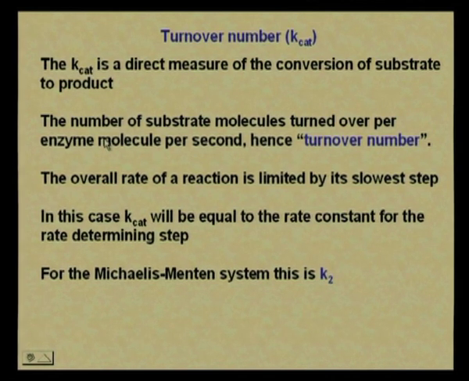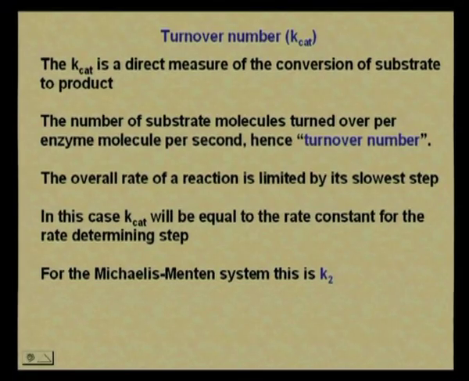So, what is it doing? It is transforming the substrate to the product. So, there has to be a measure of its efficiency. The measure of its efficiency is going to come from this Kcat value. Now, we also know that the overall rate of a reaction is limited by what? The slowest step of the reaction, which is the rate determining step or the rate limiting step. So, what will be the Kcat? The Kcat will be equal to the rate constant for the rate determining step.